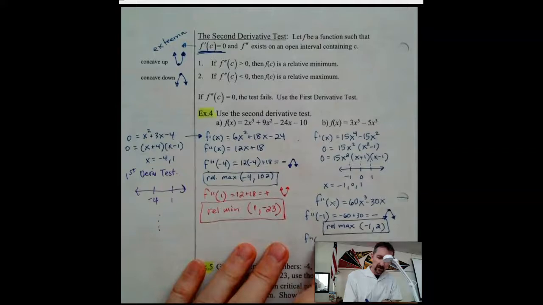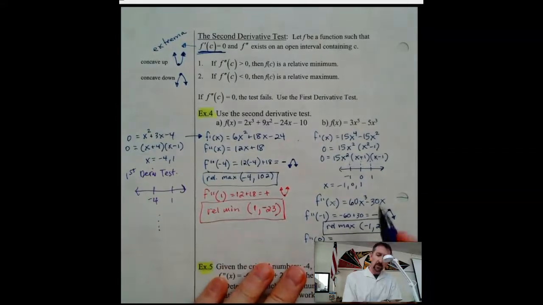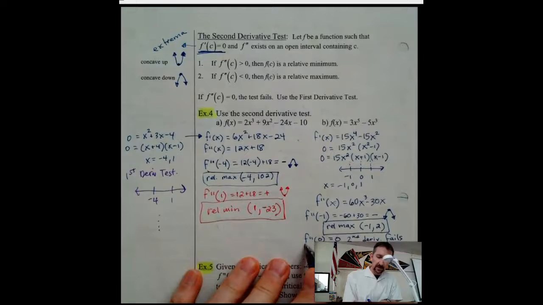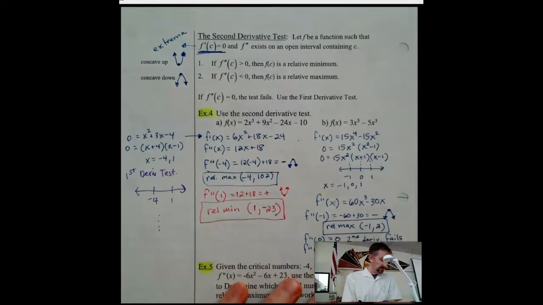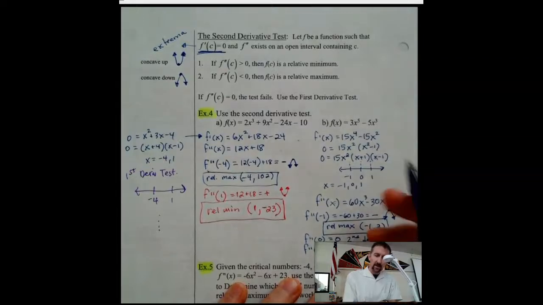Now if we plug in f double prime of 0, we get 0. So that means that the second derivative test fails, which means we have to go back to the first derivative test, which we could have just done anyway. But alright, so if we plug 1 in here, we get 60 minus 30, which is positive. And so that means it would be concave up. So that means we have, look, right here, it's a minimum. We have a relative minimum, and that's going to be at 1. And if we plug 1 in there, that's going to be 3 minus 5, which is -2.